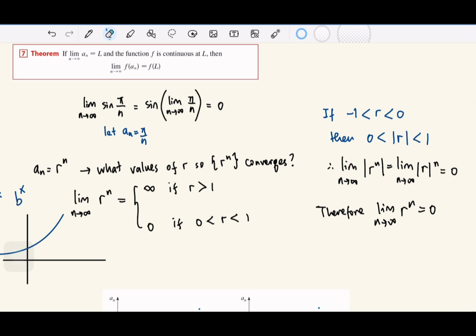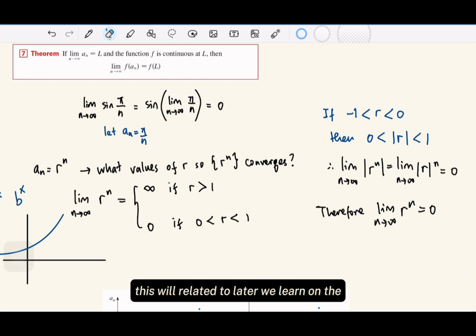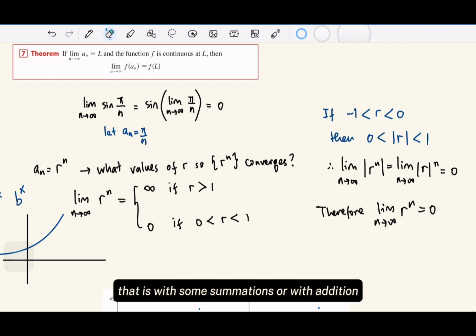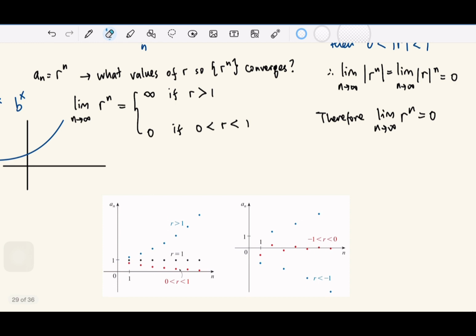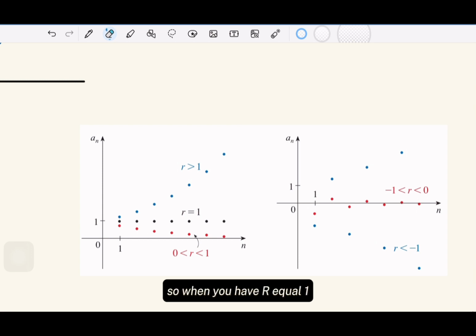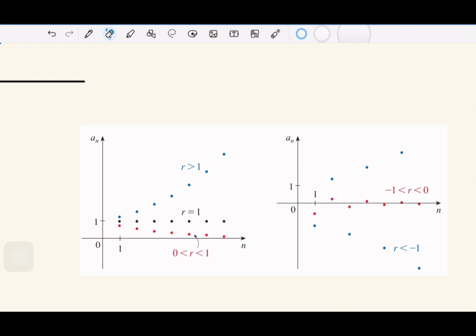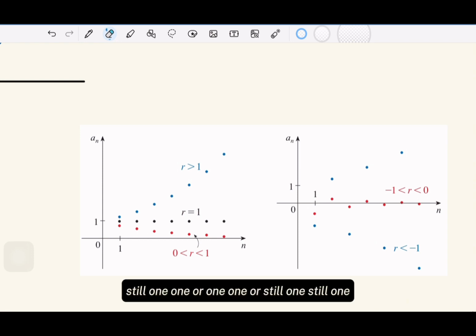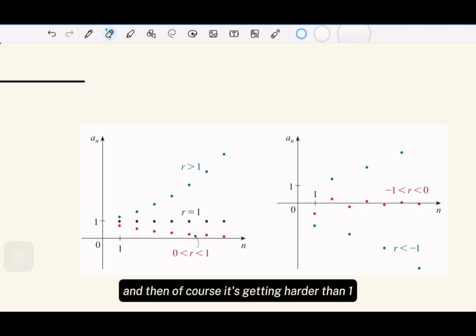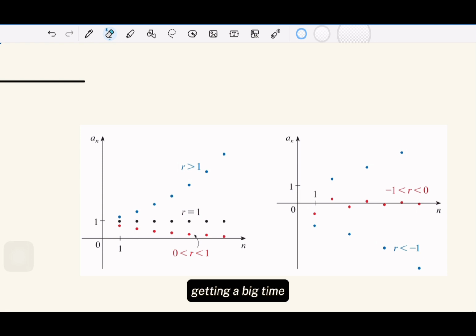Now what's important about this? This is related to what we learn later on the geometric series, which has the same formulation but with summations, or addition. But at least from this r to the power of n, you can see that when r equals 1, for sure it stays 1 to the power of n, still 1. Between 0 and 1, of course it will get closer to 0. And if it's larger than 1, it goes to infinity, right?